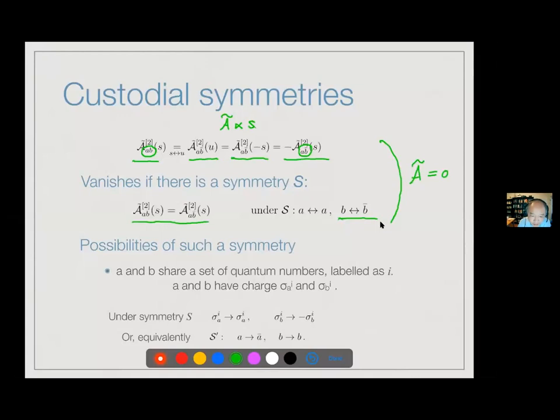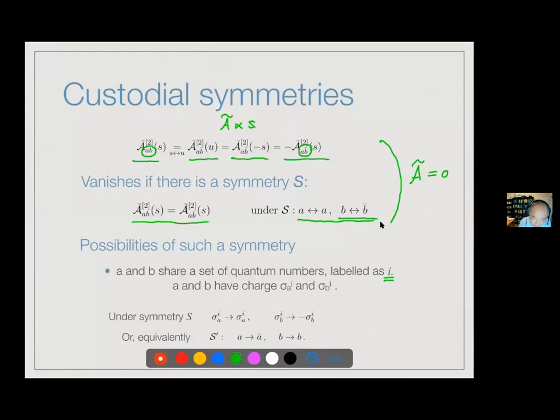Okay, so there are two possibilities of implementing such a symmetry. Imagine A and B share a set of quantum numbers, right? I'll just label those quantum numbers by I. Under those quantum numbers, A and B have different charges, sigma A I and sigma B I respectively. Under this particular symmetry, the quantum number of A doesn't change, and the quantum number of B changes to its negative. So this is basically a symmetry that goes from A to A and B to B bar. If we impose such a symmetry, the amplitude should vanish.